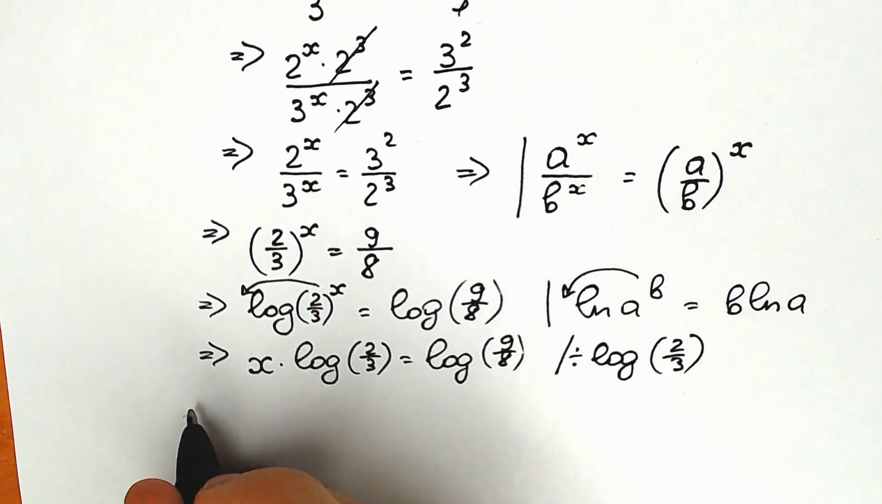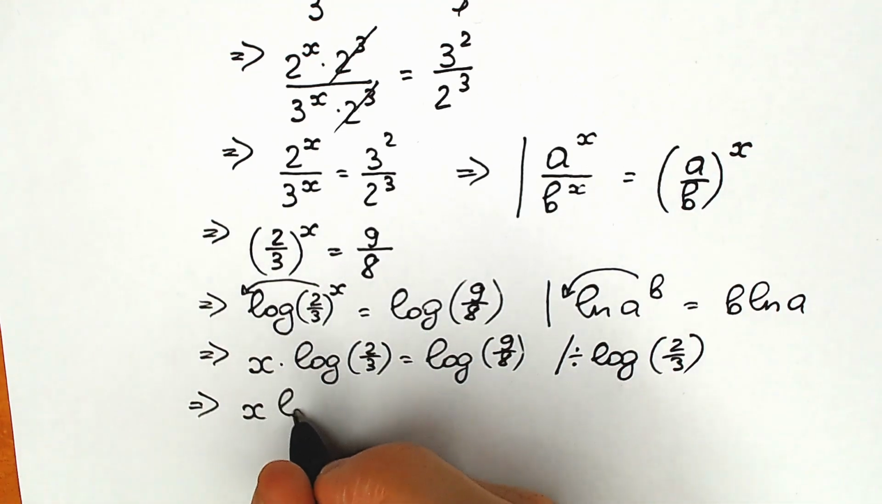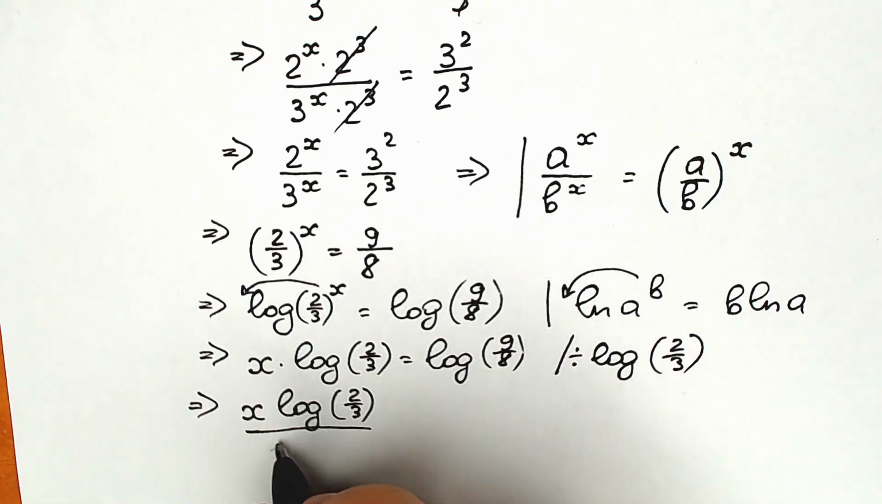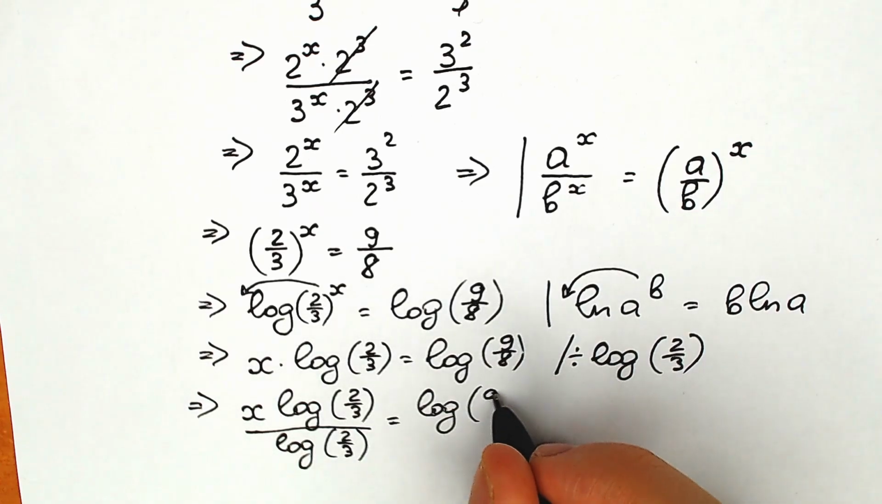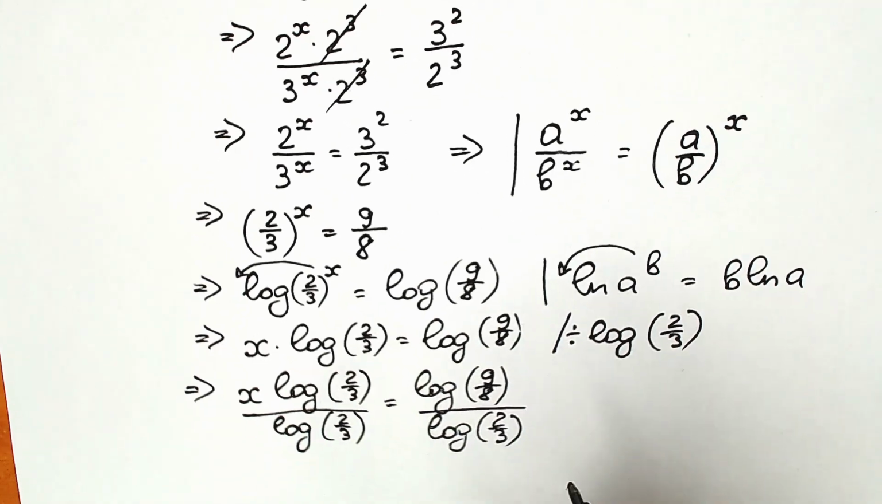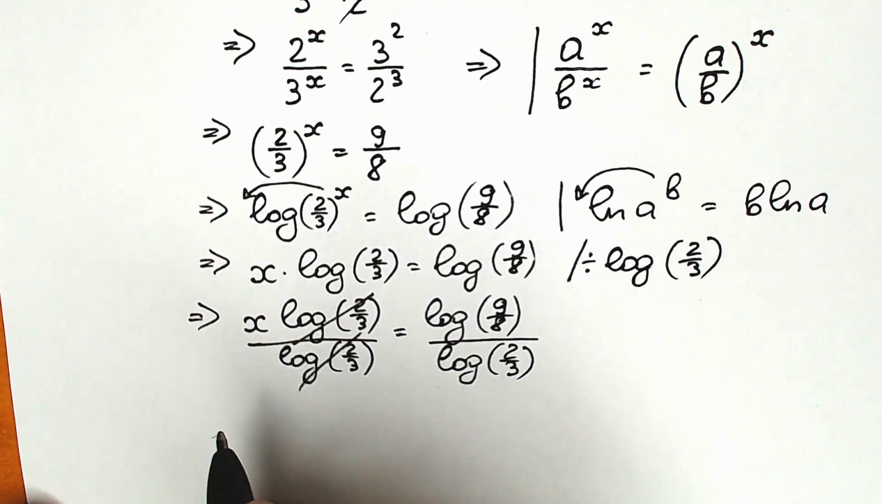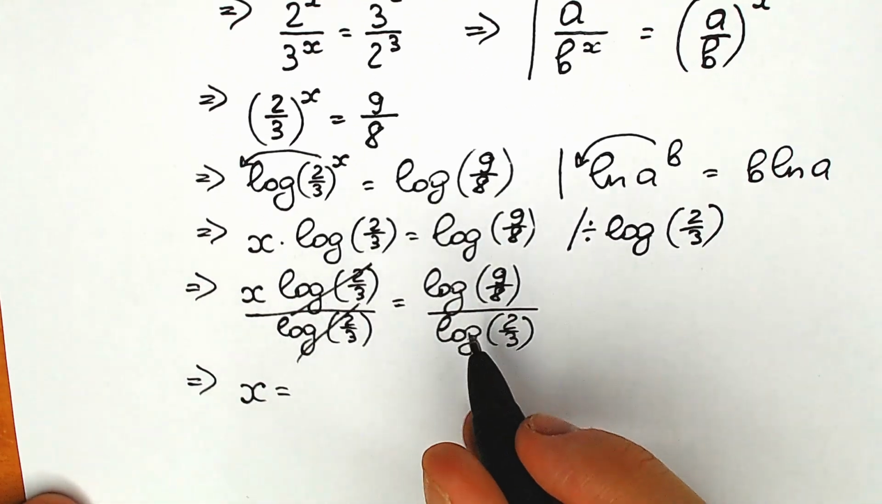Really great. As a result, what do we have? We have x only on our left side, and on the right side, let's write it as a full expression, maybe someone doesn't understand it. So log 9/8, we're gonna divide by log 2/3. From here we can easily cancel it, and as a result we have what looks like our final answer to this question. So we have x is equal to log 9/8 divided by log 2/3.